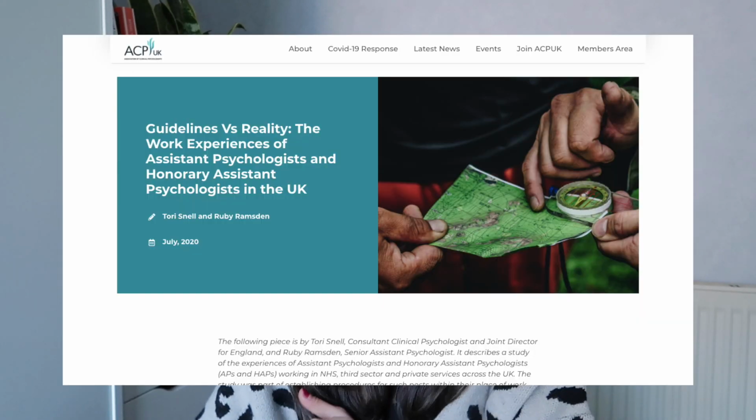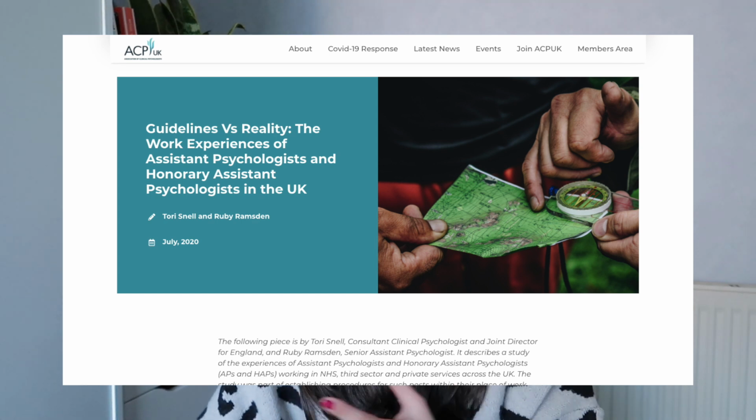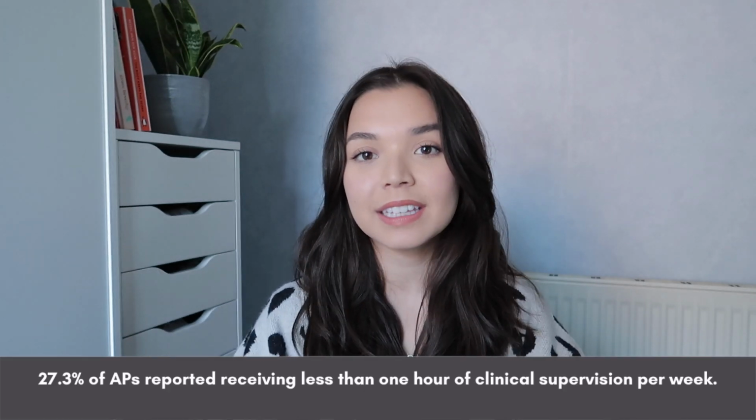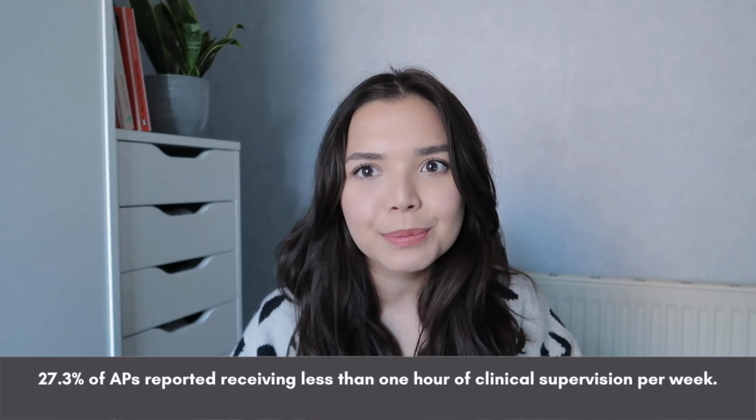Now, as I was looking through these BPS guidelines, I also came across this article, which I'll link down below, and it spoke about the reality versus the guidelines of assistant psychologist roles. And guys, it was shocking. So 27% of the APs who answered this survey said that they received less than 1 hour of supervision per week.